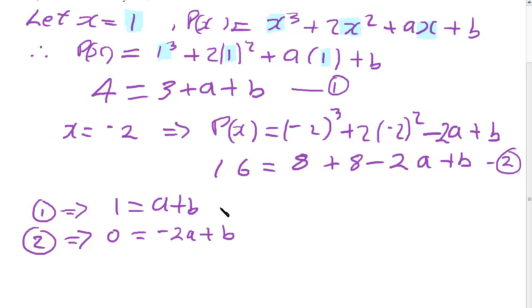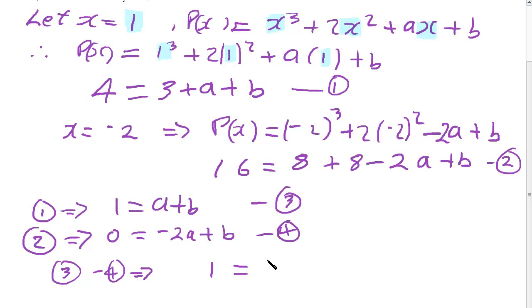So if we subtract the bottom one, let's call this one 3, and this 4. So if we do 3 minus 4, then we get 1 equals 3a. Therefore, a equals 1/3.